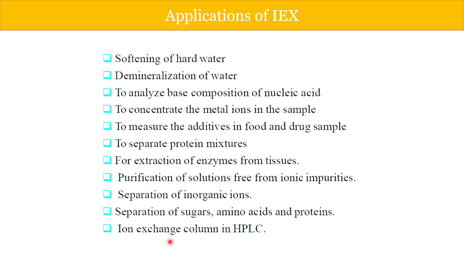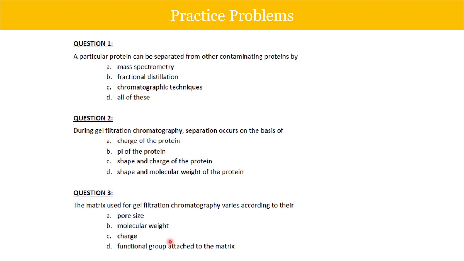And this ion exchange column is also used in your high pressure liquid chromatography. So these are the different applications in which you can observe this type of chromatography being used. So with this, we come to the end of the discussion part.